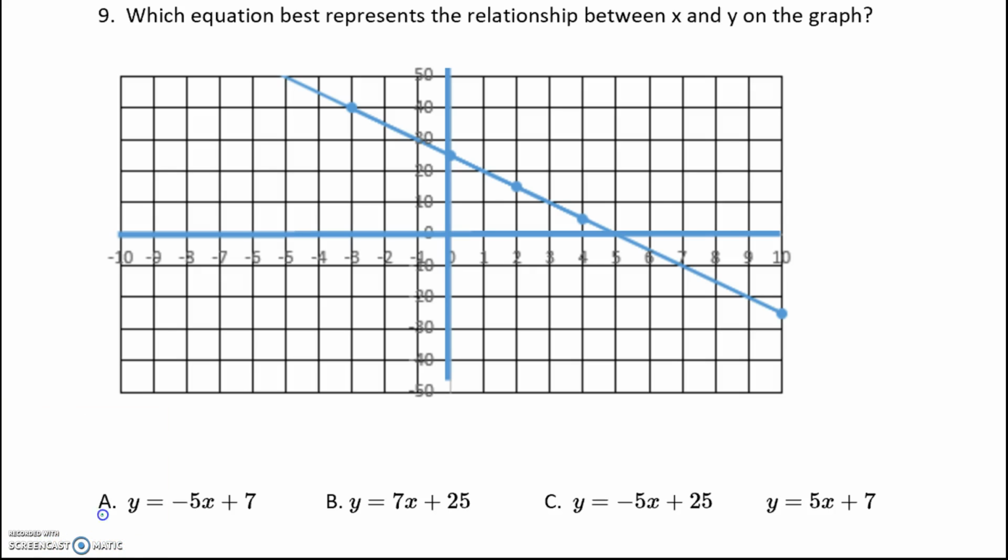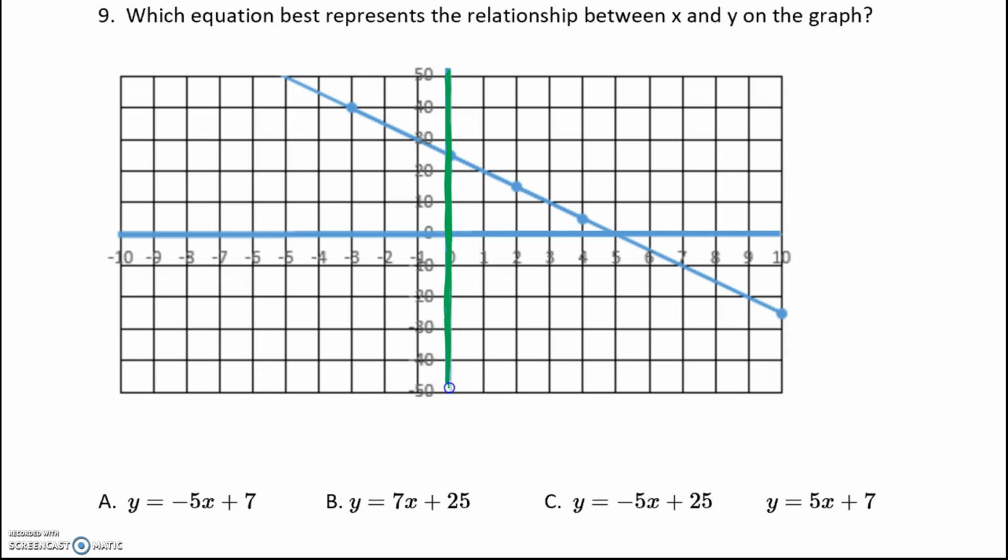All right, so number 9, we have which equation best represents the relationship between X and Y in the graph. So notice these blue lines on here are your axes, but I always taught you that we were going to use our color to go down the y-axis. So now I'm turning my y-axis green, right? The y-axis goes up and down.